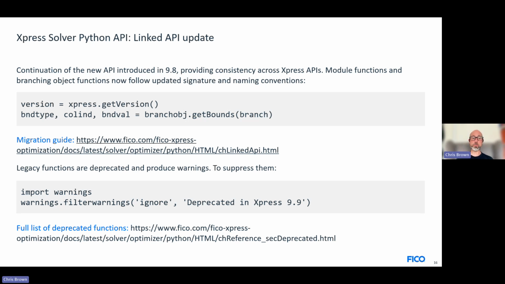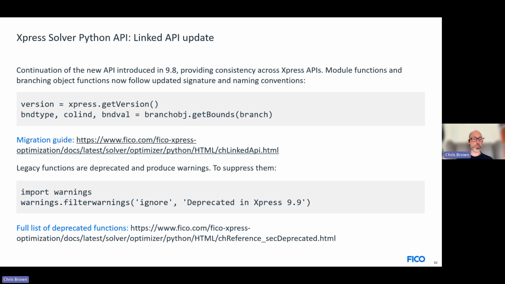In 9.9, the changes are to extend this new convention to the Xpress module objects, such as xpress.getVersion and other kinds of global functions, and also to the branching objects API. The branching objects API is one that you might not use often, but if you were to implement a custom branching algorithm during Xpress MIP search, then that's the API that you'd use for that. This is planned to be the last release that makes significant changes and deprecations to the Xpress API.